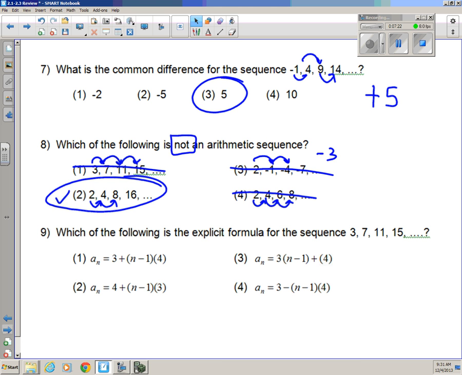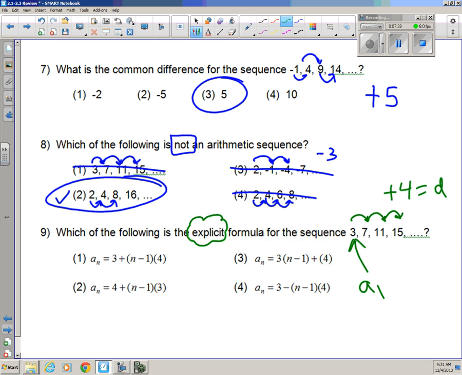Which of the following is the explicit formula, the more powerful formula for this particular sequence? So we're looking for the sequence. Hopefully you realize it's going up by 4. So it happens to be an arithmetic. So this happens to be your common difference. The first number, your a sub 1, is 3. Well, to get any value, we know we have to start with 3.